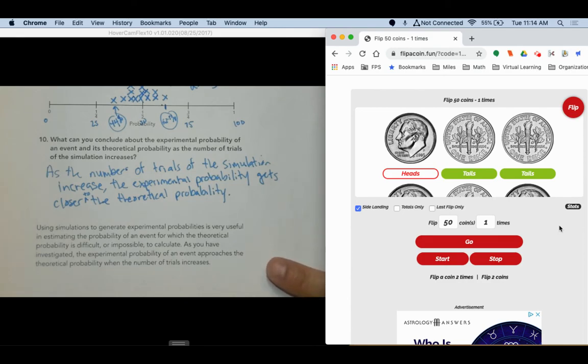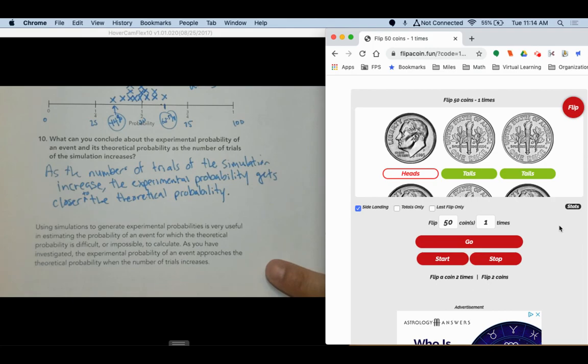As you have investigated, the experimental probability of an event approaches the theoretical probability when the number of trials increases. Okay? And so that is the end of lesson 4.1.